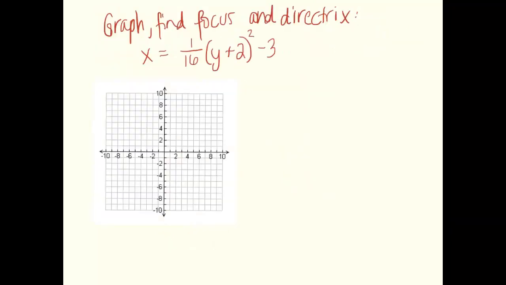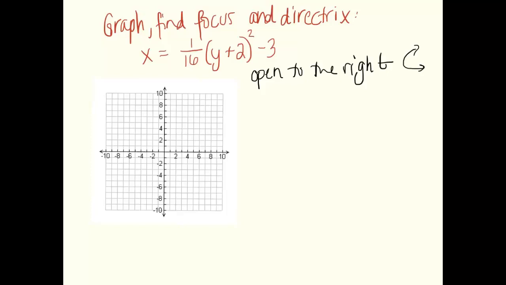So this example says graph, find focus and directrix, and here we have our equation. The first thing we notice is that it is a positive a value, and we have x equals something times y squared. So the first thing I want to note to myself is this is going to open to the right. It's going to look something like this. I know it's going to be a sideways parabola, and I know it's positive. That tells me it opens to the right. If we had a negative a value, that would open to the left.